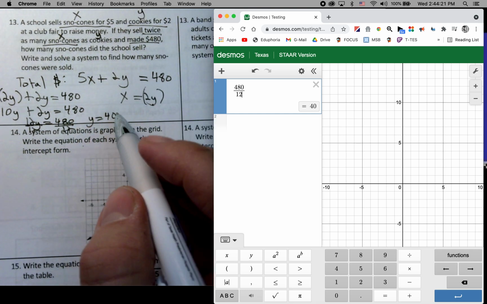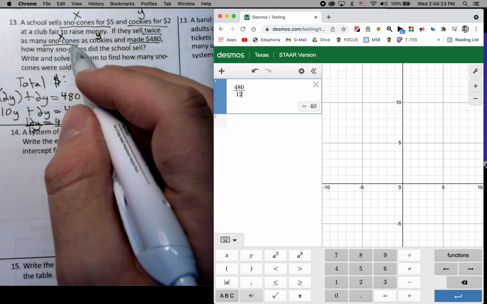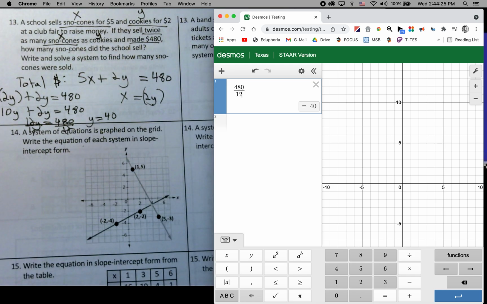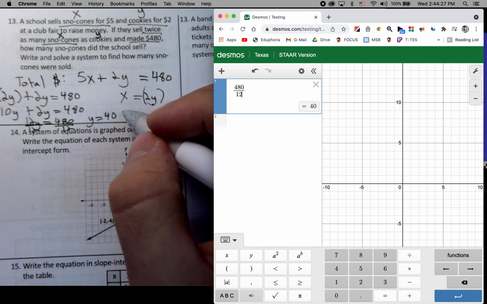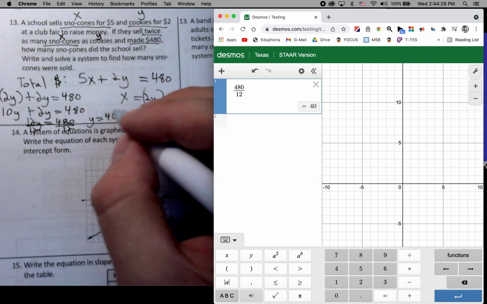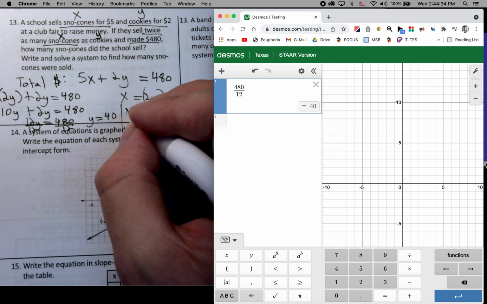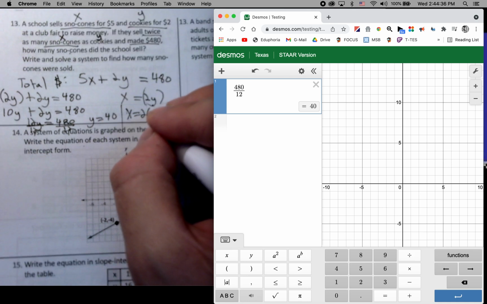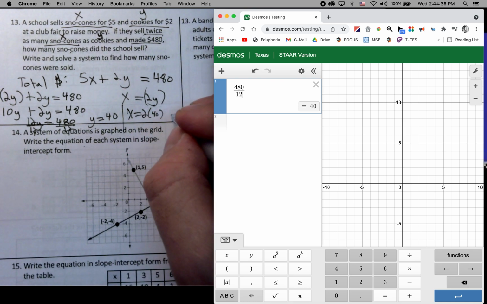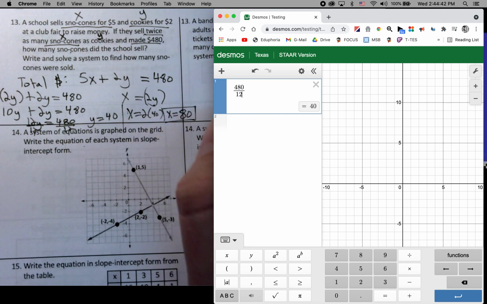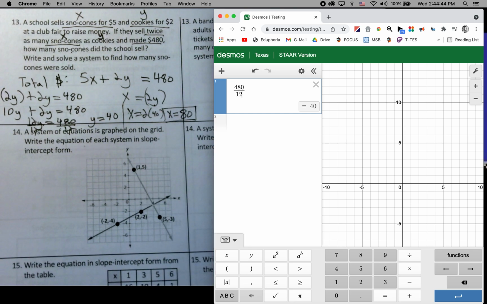Now, is that what the snow cones are? No. I need to find the snow cones. So what I'm going to do is I'm literally going to plug this 40 back in for y and find x. So if x equals 2y, then x equals 2 times 40. 2 times 40 is 80. So x equals 80. And that is my answer.